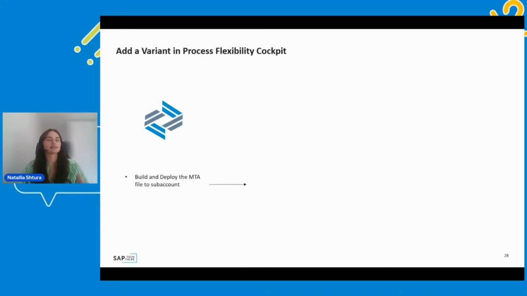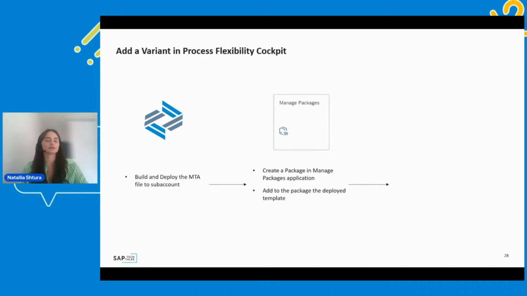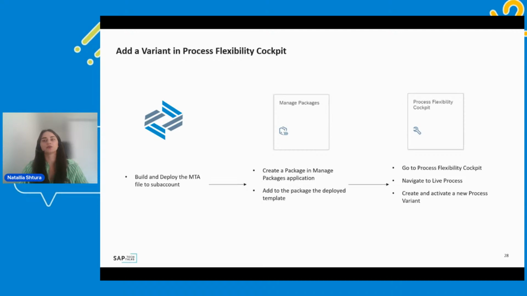Okay, now we're ready to deploy our MTA projects with workflow, with template, with variants to the sub-account. Then we should go to the Manage Packages application and create a package, add our deployed template or maybe templates to that package, and save it. Then we are ready to go to Process Flexibility Cockpit. In Process Flexibility Cockpit, we can find the live process, and in that live process, we will create our future variants.